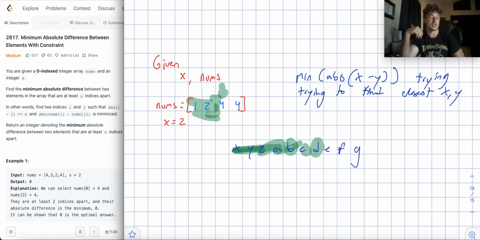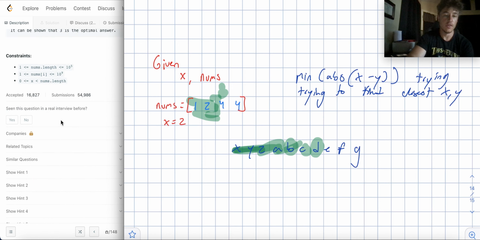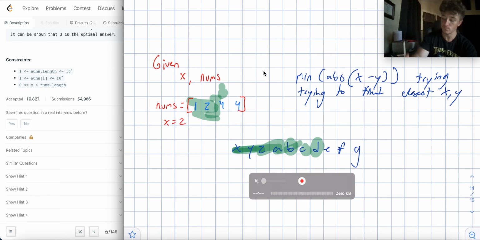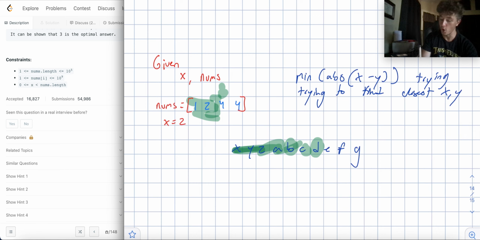But that's going to grow with n squared time. And in this problem, we are dealing with nums length 10 to the 5, so n squared would be 10 to the 5 times 10 to the 5, which is 10 to the 10. It's far too slow. Okay, so that's not going to work.